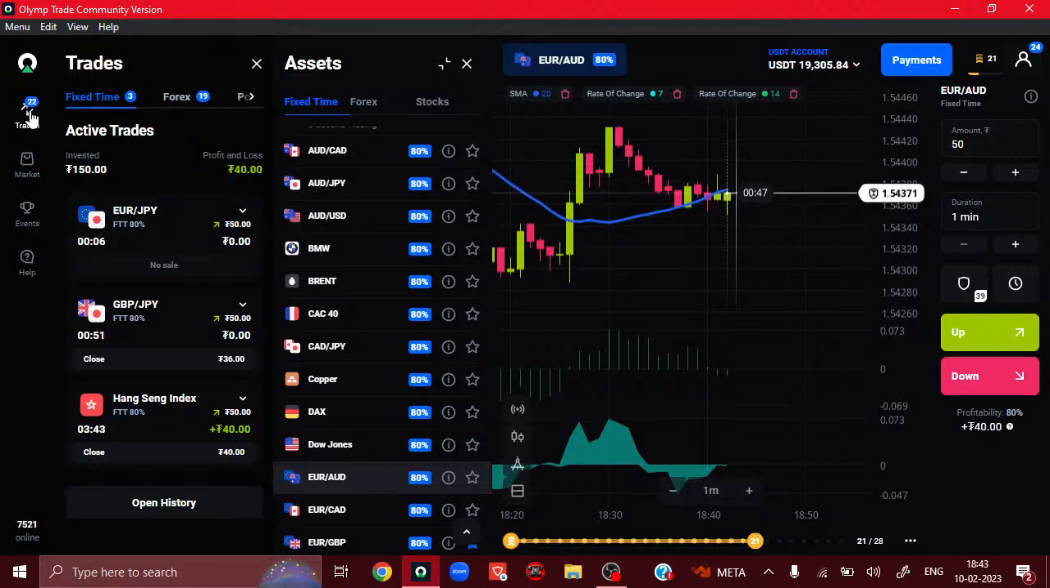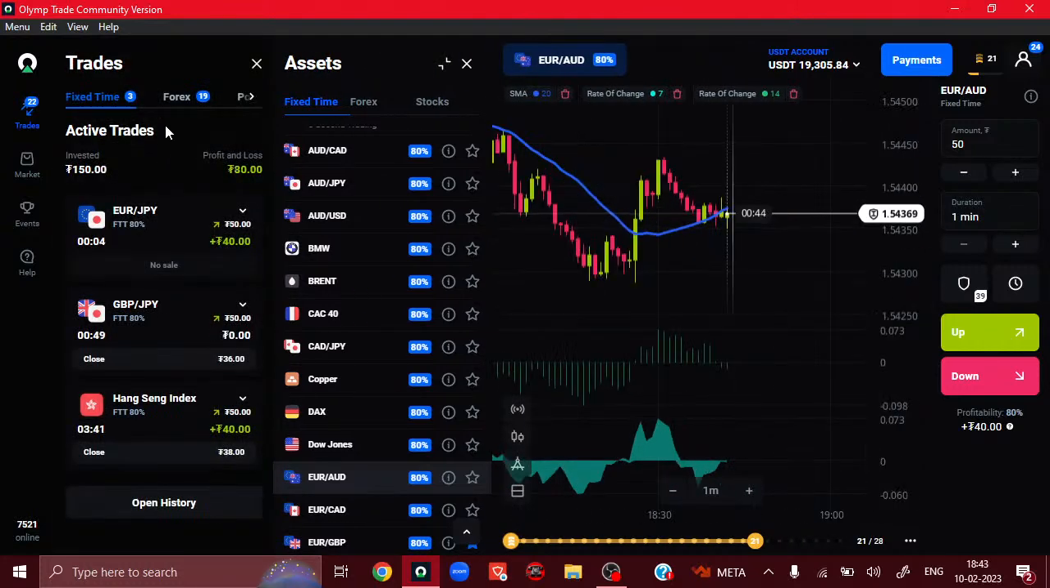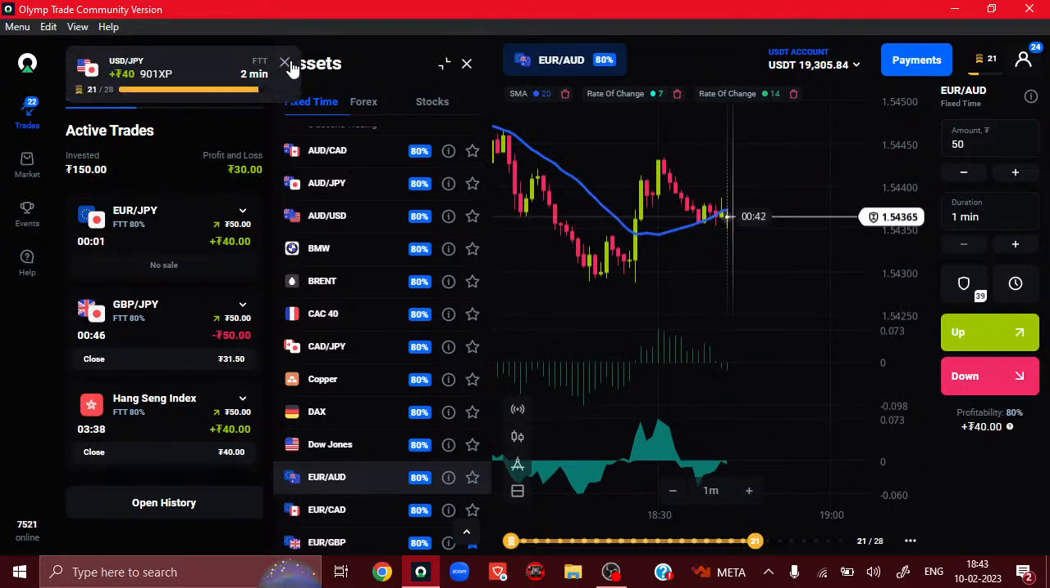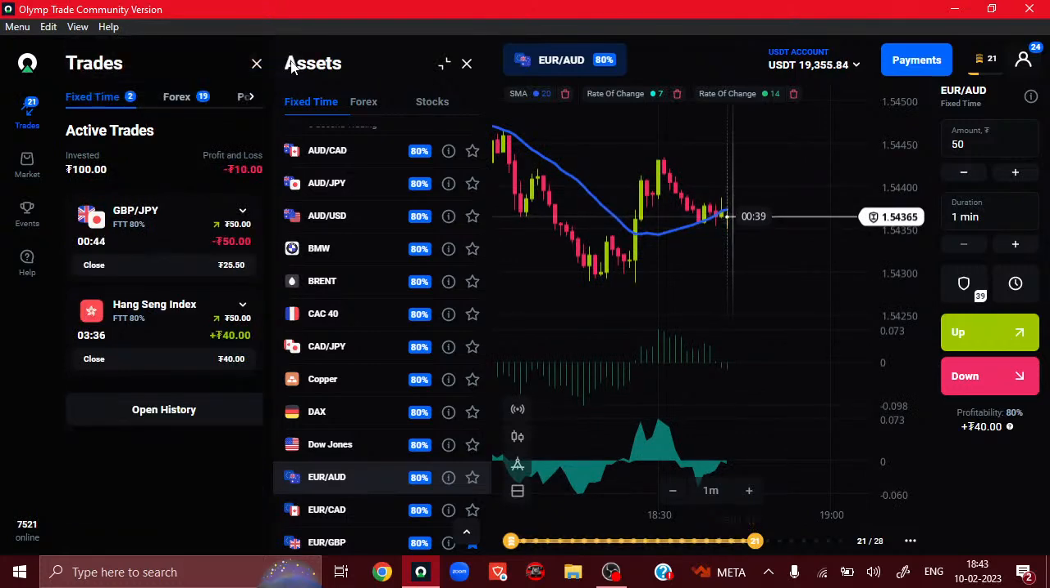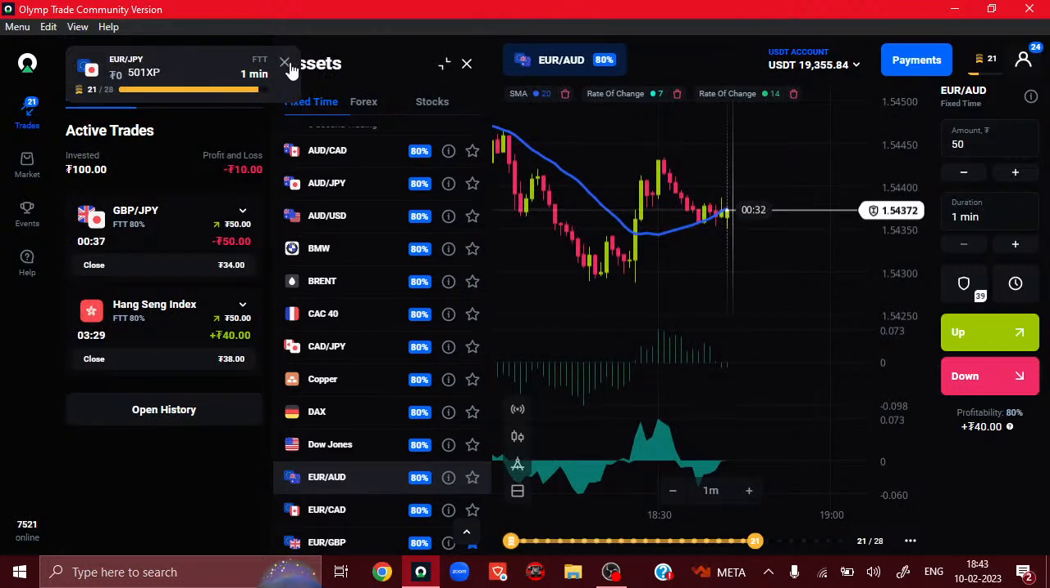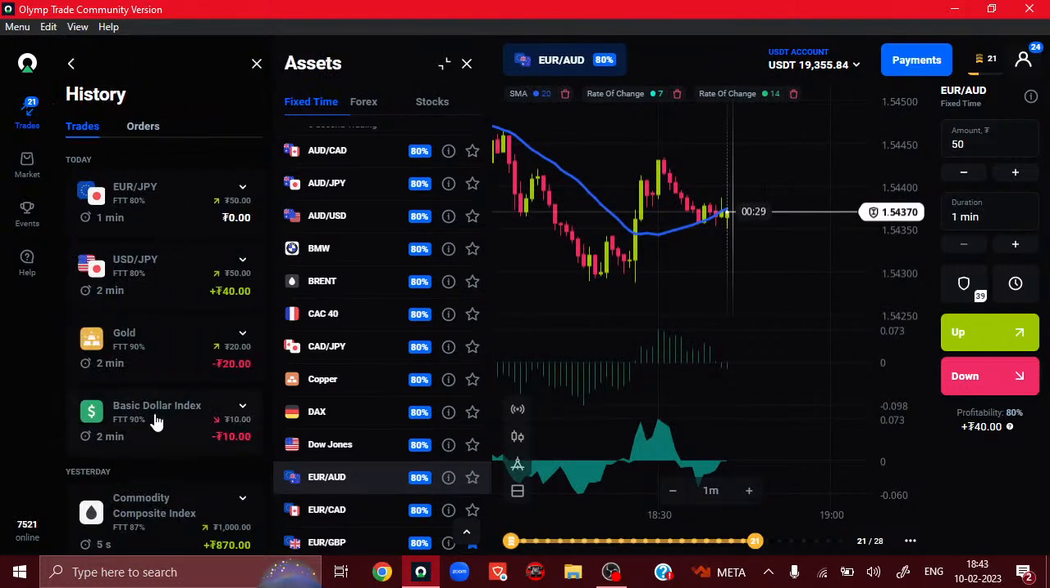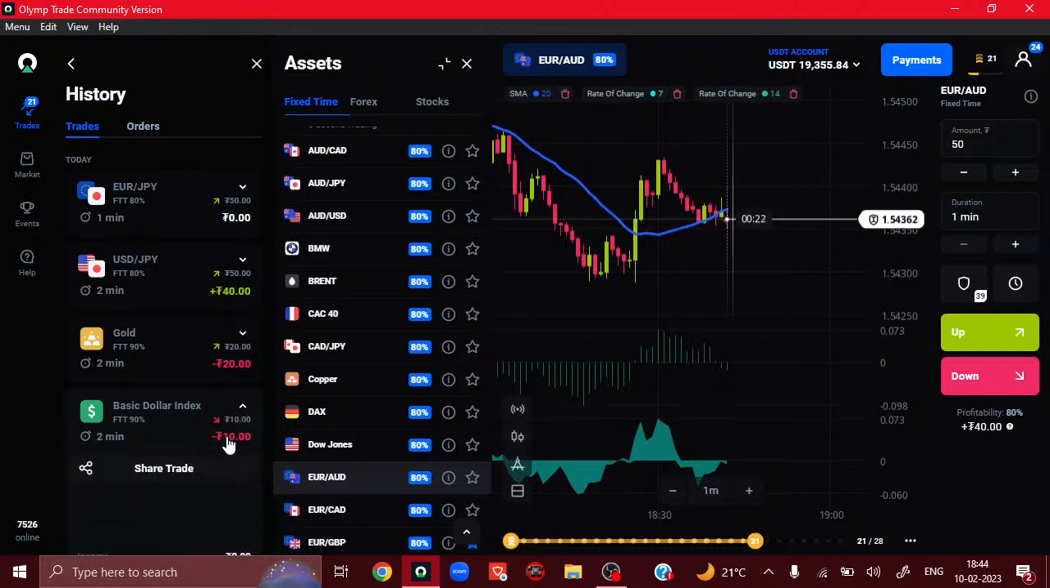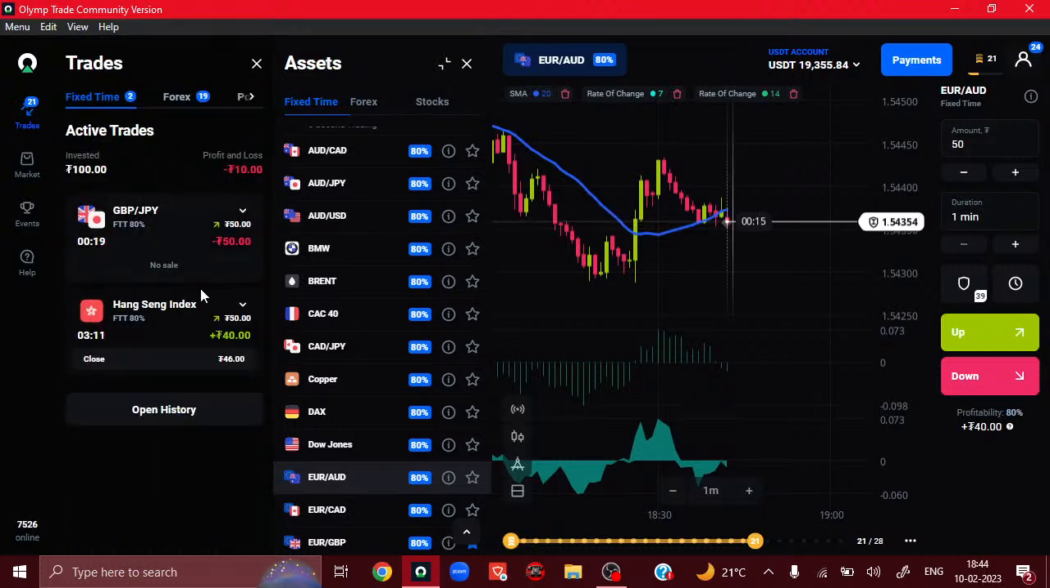I think two of our trades have already closed. Okay, so we lost here $10, $20, then made the recovery here. Overall profit is $10, and two trades are already going on.